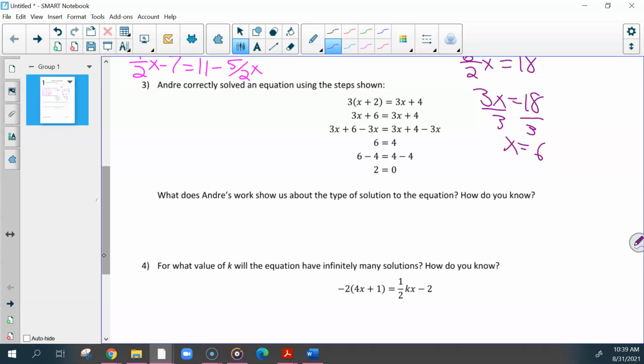For number 3, yeah, I think it's that marker. It's alright though. Andre solved this one already. The question asks, what does his work show about the type of solution? So what type of solution did he get at the end? No solution, because this is not a true statement.